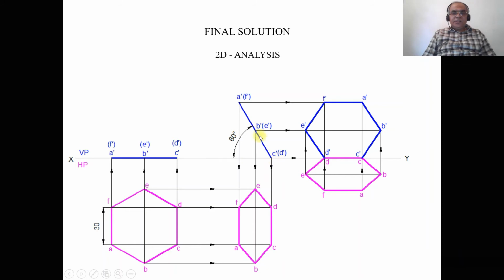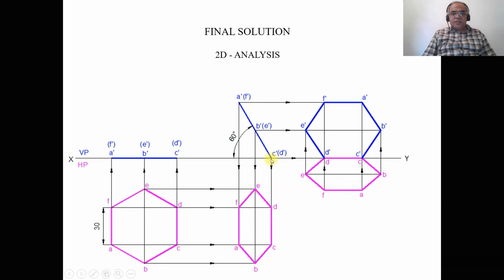Then join A dash to C dash with a dark line and show the dimension of 30 here, 60 degree here. So here, this is how you will be able to produce the second position front view.